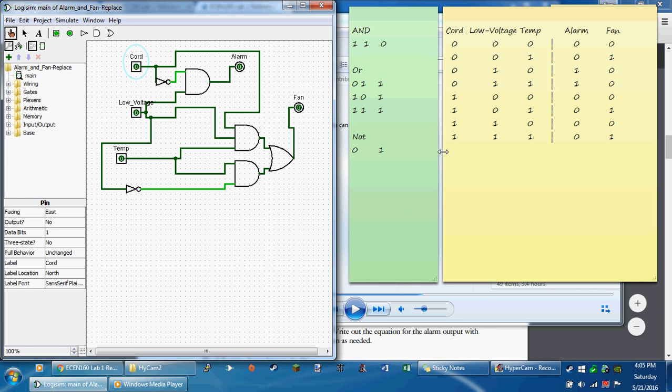Hello, this is my presentation for my ECEN 160 class, Lab 1, about how to make a laptop circuit that controls the alarm and the fan in the laptop. So, we're going to go over first how these different logic gates work.